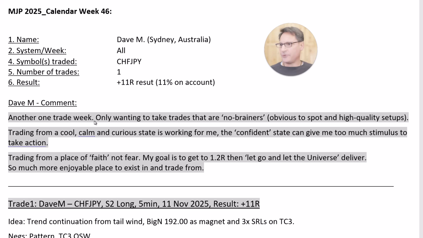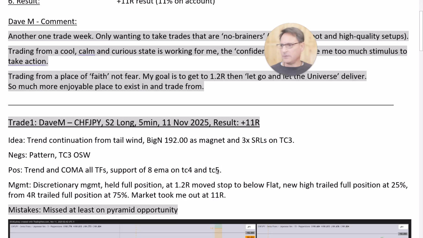Another one trade week. Only wanting to take trades that are no-brainers, obvious to spot and high-quality setups. Trading from a cool, calm and curious state is working for me. The confident state gives me too much stimulus to take action. Well done. Trading from a place of faith, not fear. My goal is to get to 1.2R, then let go and let the universe deliver. Very nice. So much more enjoyable a place to exist in and trade from. Well, you can read here that he is a happy trader, right? And happy traders deliver good results.